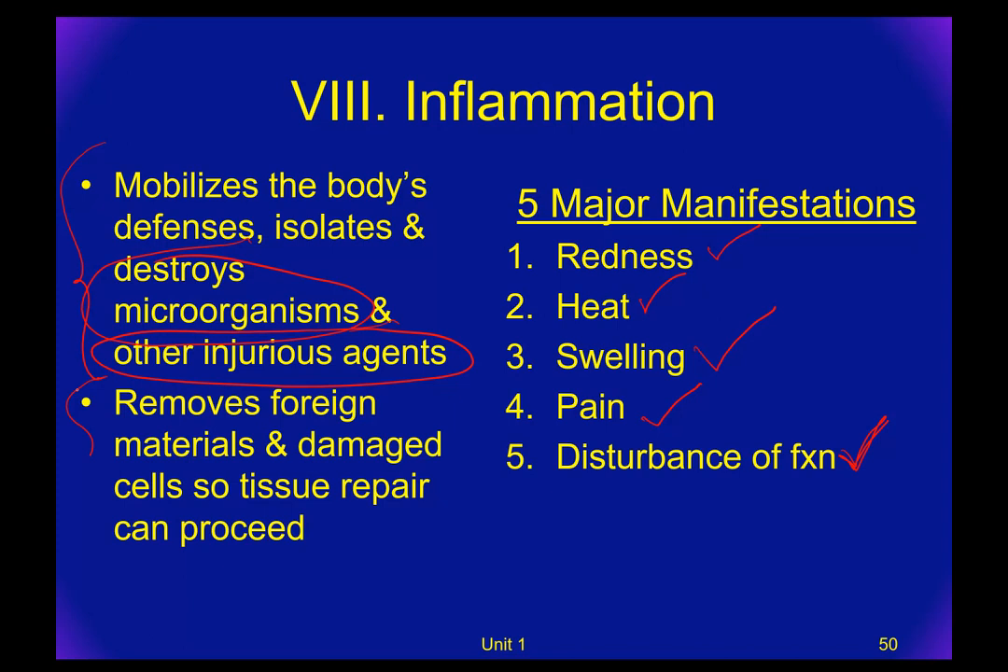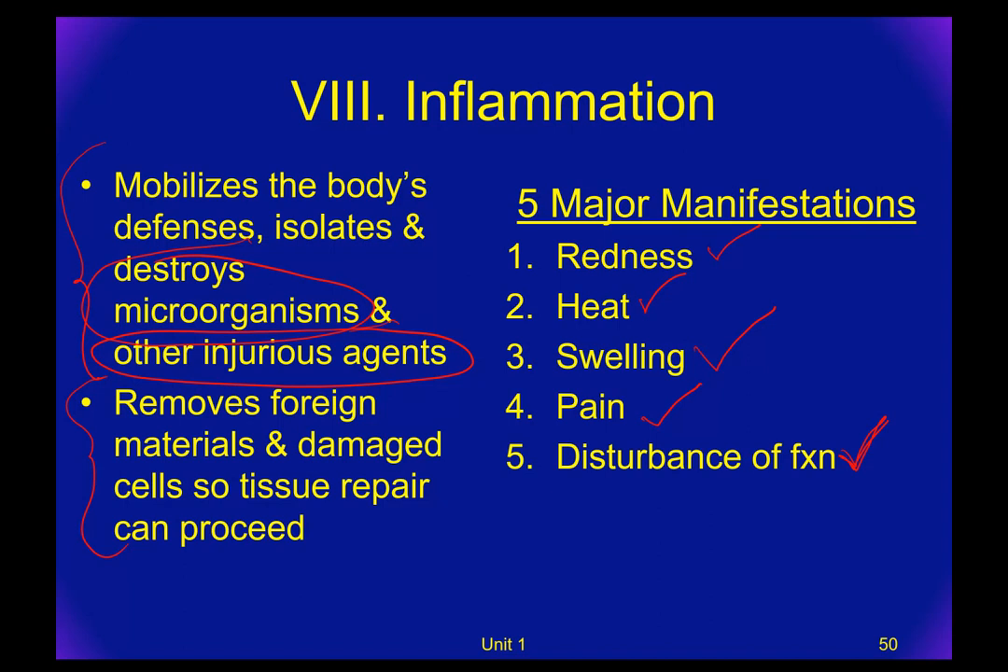It removes foreign materials and damaged cells, so tissue repair can happen. So something I think a lot of people don't think about is if there is damage to your body, there has to be cleanup before I can fix it. Think about it this way.